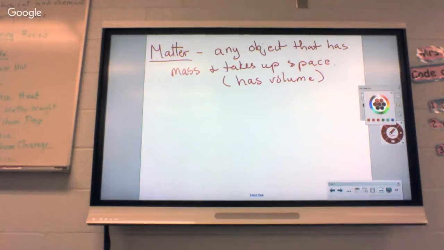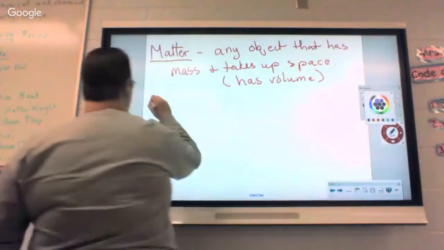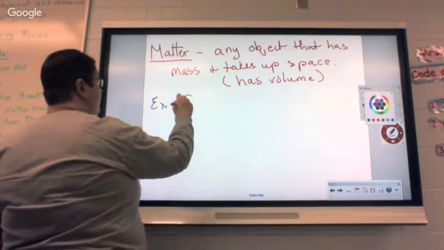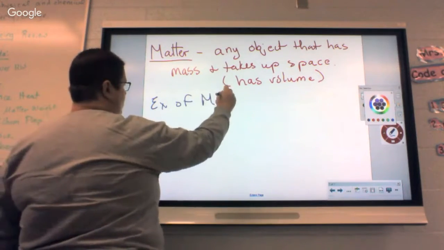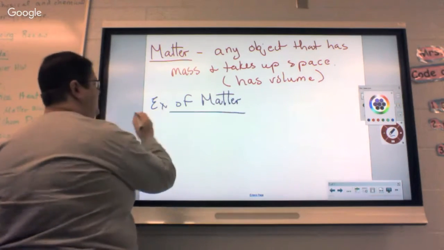Some teachers just teach it as has mass and volume. They like the shortness of the word. Some like has mass and takes up space. Now, if I was to ask you for some examples of matter, give me 3 examples that are matter.